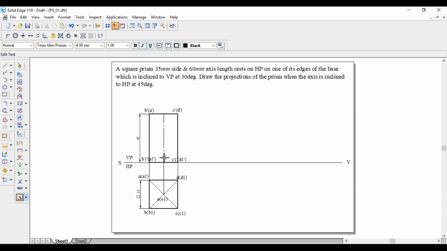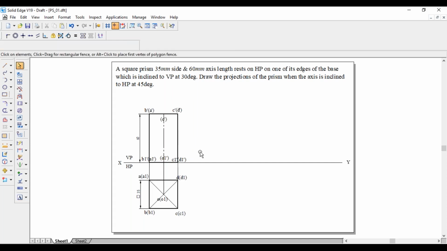Here O1 will come. It is invisible, so O1 dash. Similarly, here O will come. That is also invisible, O dash. This completes the first position.